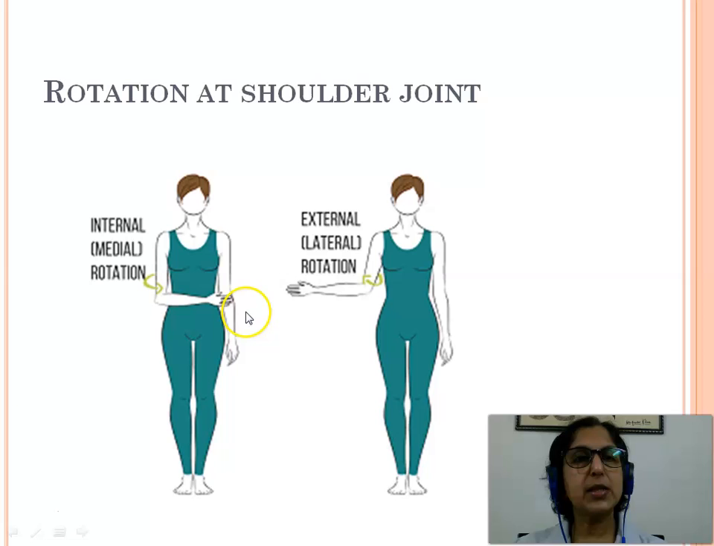So what we see here is adjunct rotation, that is independent rotation, which occurs at the shoulder joint. Now, the rotations at shoulder joint are always demonstrated with a semi-flexed elbow. So what we see here is medial rotation, and what we see here is lateral rotation. So these are independent movements, and hence they are called adjunct rotations.